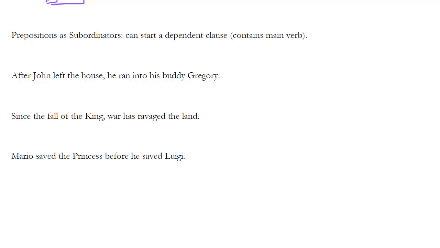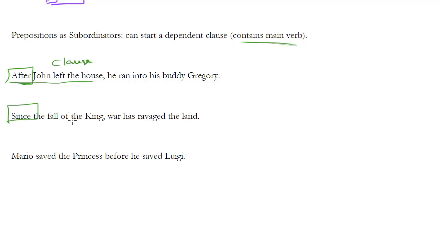The other way prepositions can be used is as subordinators, and I'm going to say more about dependent clauses later, but basically they can be used with main verbs to create pieces of sentences that tell us some more information. So for example, after here is a preposition. After John left the house, he ran into his buddy Gregory. Notice it is telling us when something happened, so it is acting adverbially, like an adverb, but it's actually a clause, a part of a sentence. And again, we'll talk more about dependent clauses later.